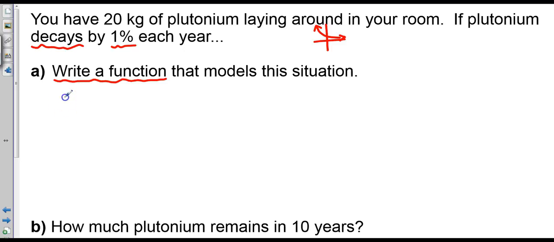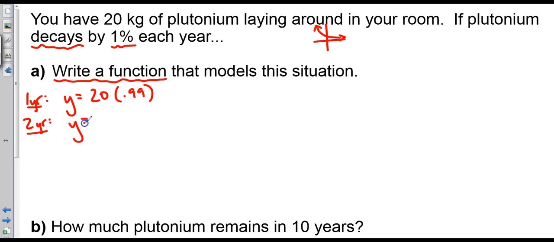Okay, so after 1 year, what's going to happen is we start with 20 kilograms. After 1 year, we're going to end up with something like this: 20 kilograms times 0.99, because it's going to decay by 1% each year. So we're going to start with our amount and we're going to multiply it by 0.99. And this is going to give us what we have after 1 year. Okay? So after 1 year. After 2 years.